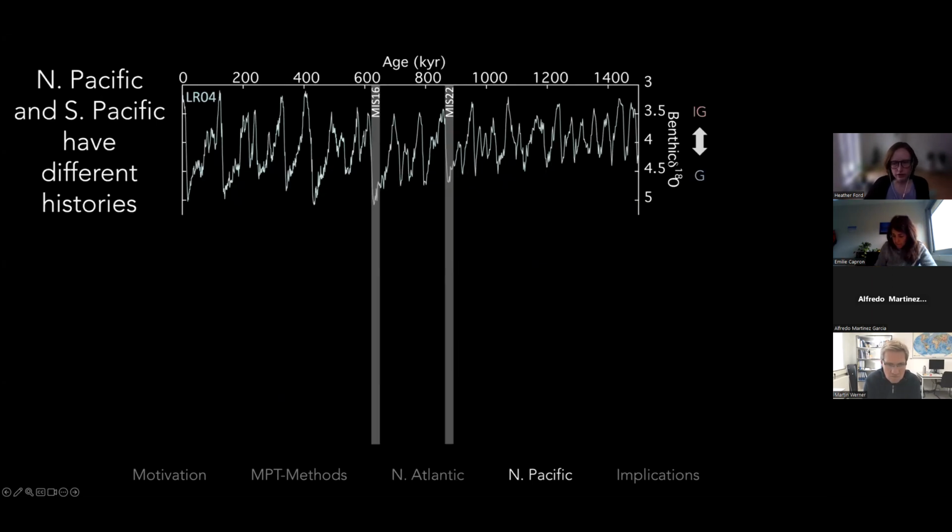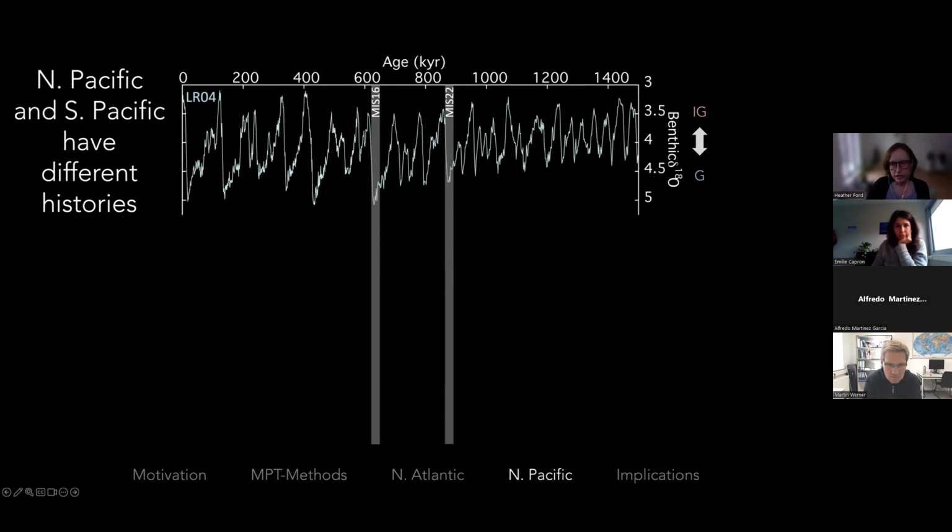If we contrast that with the records that we have from the Pacific, this is a record looking at benthic oxygen isotopes. This is just LR04 from 0 to 1.5 million years ago. And I'm highlighting here marine isotope stage 16 and marine isotope stage 22, the so-called 900 kiloyear event.